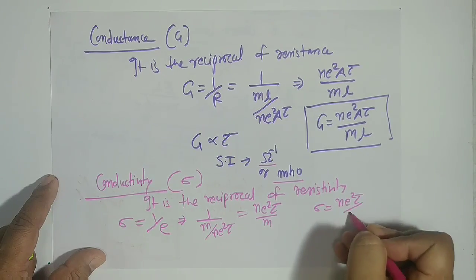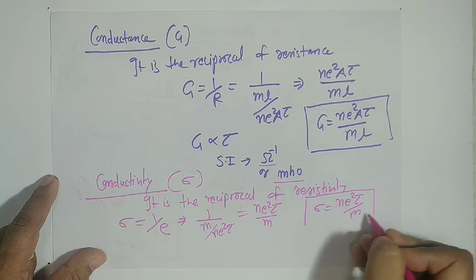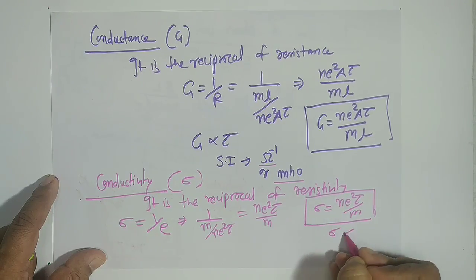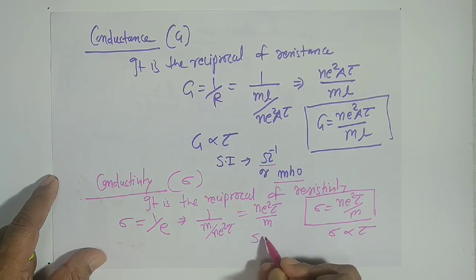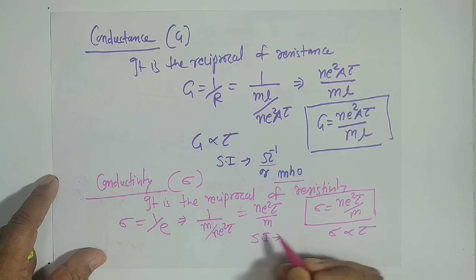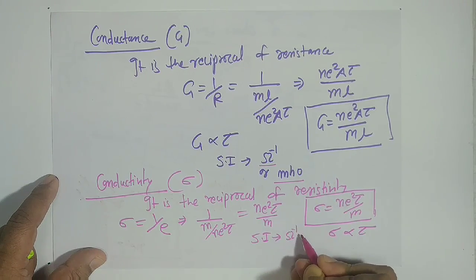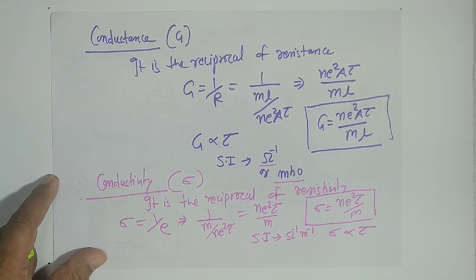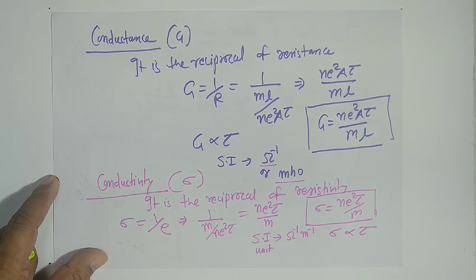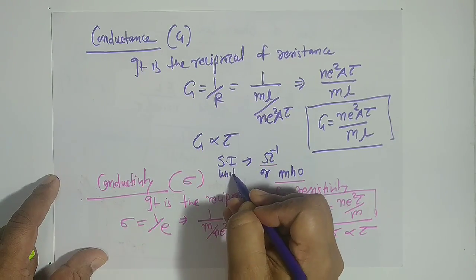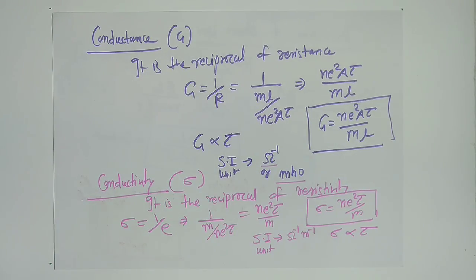Sometimes they can ask you a 1 mark question on these things. So sigma is also directly proportional to tau. The SI unit will be, since this is 1 by rho, ohm inverse meter inverse. So this is the SI unit of this, and this is the SI unit of this. So: conductivity, conductance, resistivity, resistance.